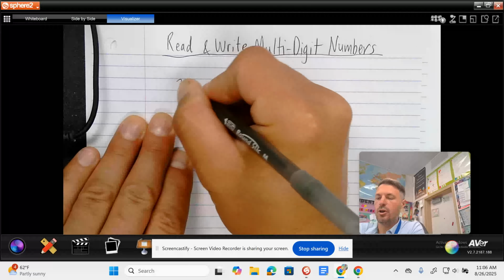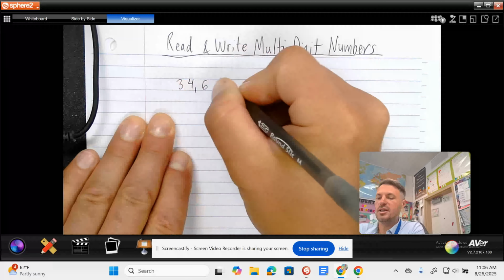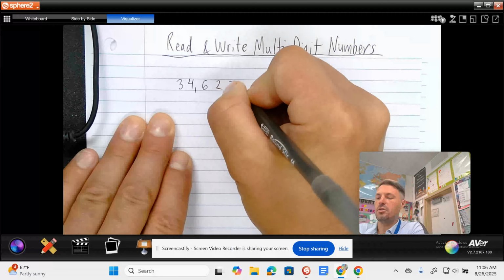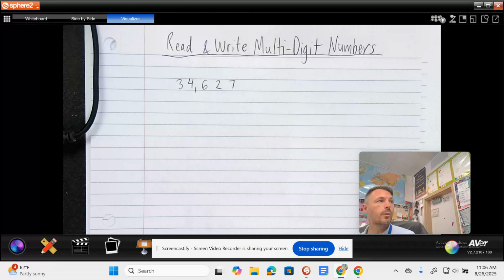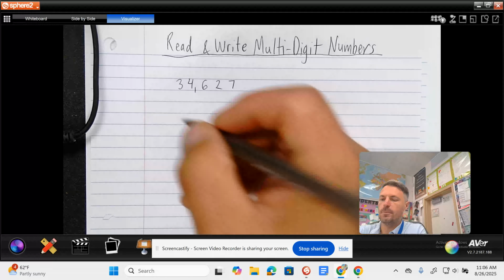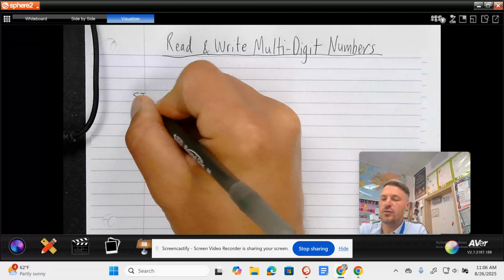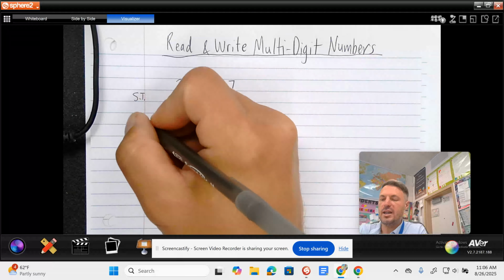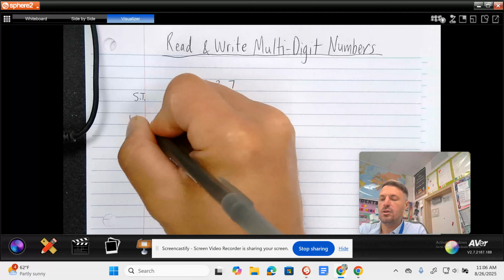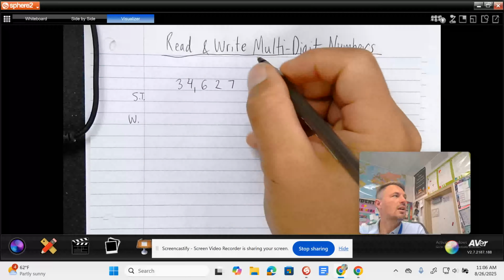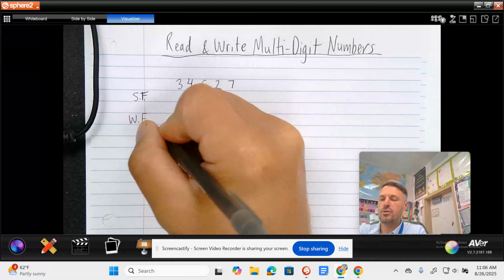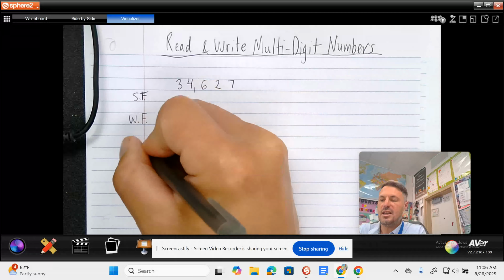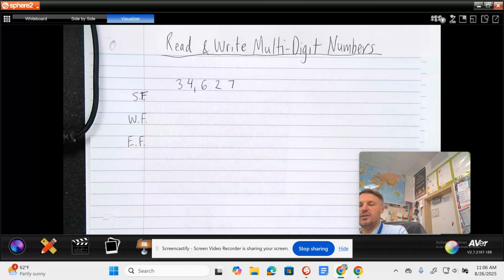Let's say we have the number 34,627, just a random number. And let's write that number in standard form, word form, and expanded form. So let's write here SF for standard form, WF for word form, and EF for expanded form. And let's write this number in each of those different forms.